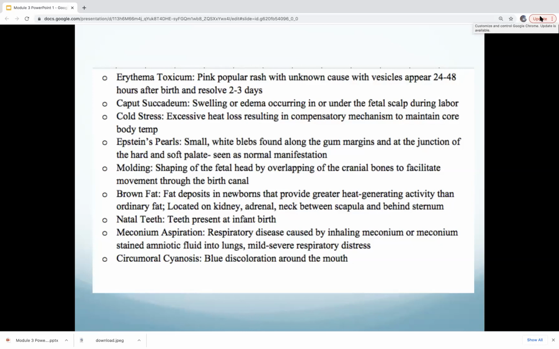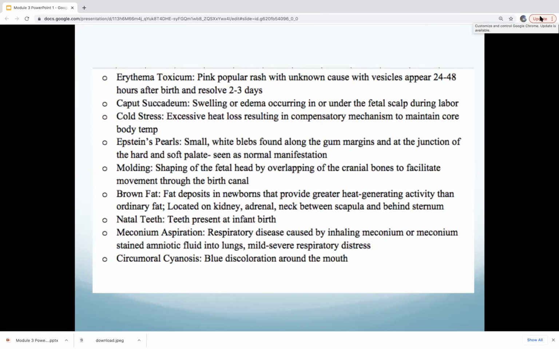Molding. Molding is shaping of the fetal head by overlapping of the cranial bones. We talked about brown fat. Natal teeth. It's very rare, but there are some newborns that have these natal teeth that are present at birth. Circumoral cyanosis. Circumoral means around the mouth, so it's a blue discoloration around the mouth. You'll see that in babies in respiratory distress syndrome.